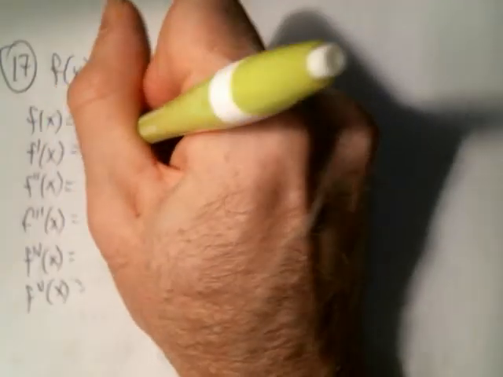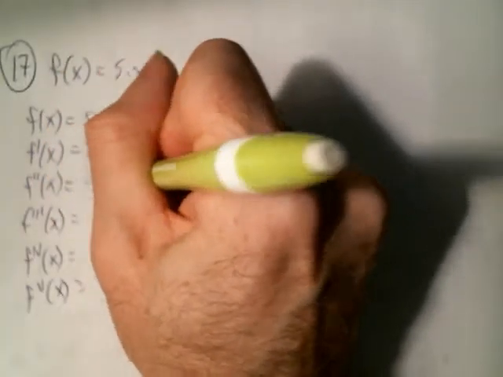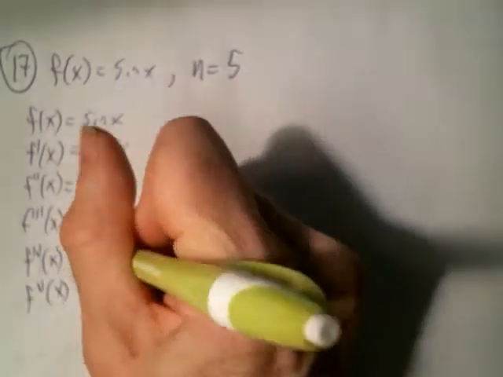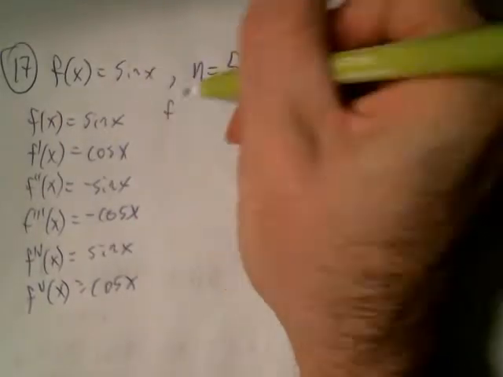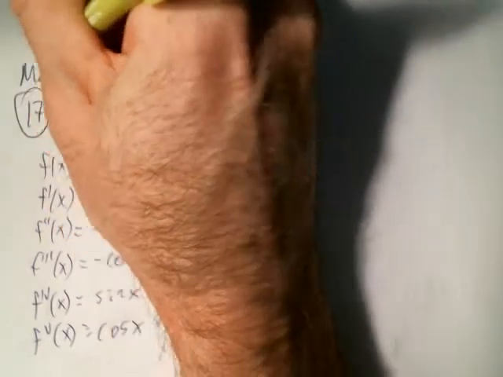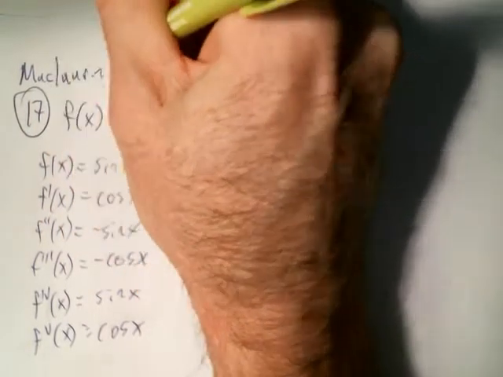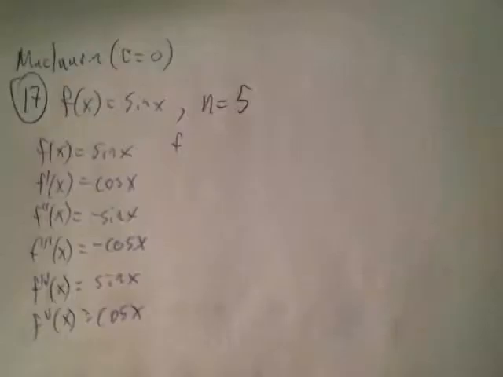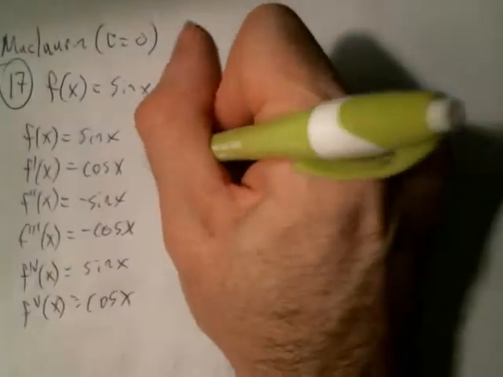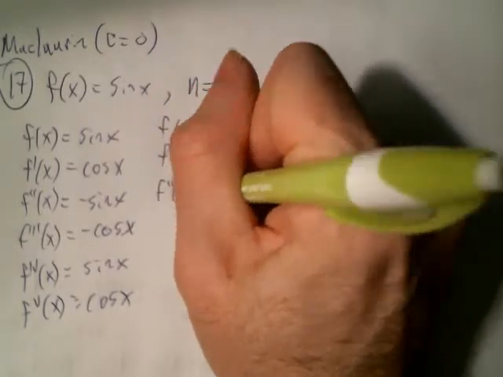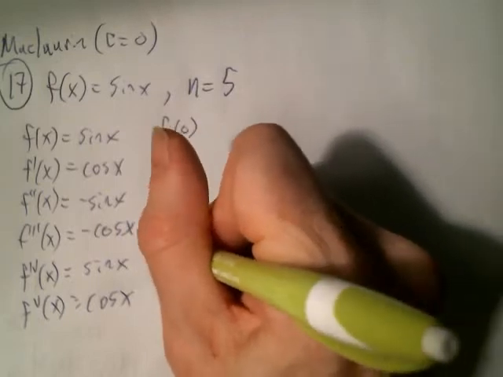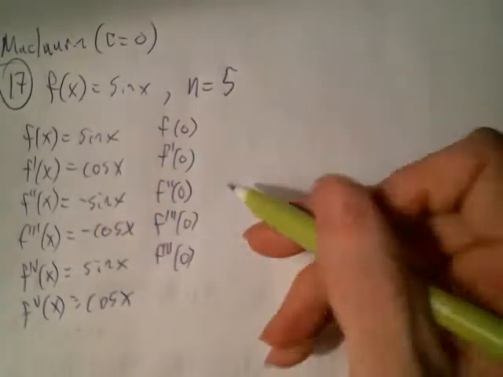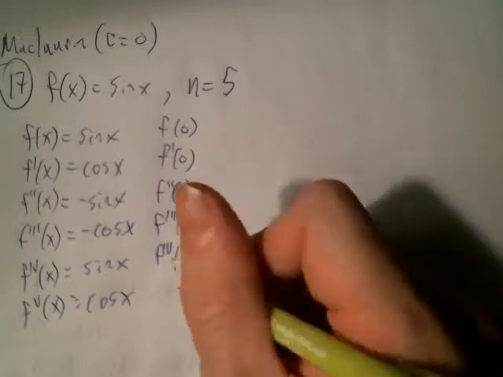So the derivatives of sine of x go cosine, then negative sine, then negative cosine, then sine, and then cosine again. Evaluating them: we want a Maclaurin polynomial, so they want you to center it at c equals 0. So I'm evaluating all these at 0, and these become basically the coefficients on my polynomial, except you always have to divide by the corresponding factorial.